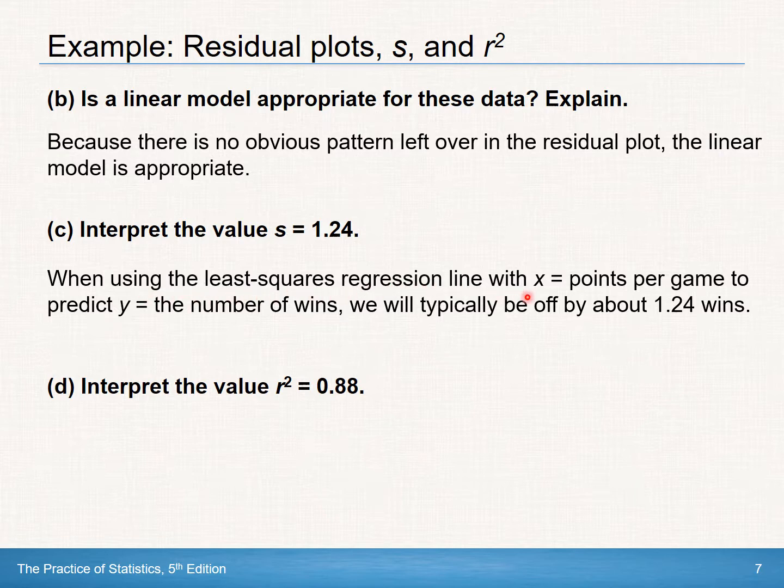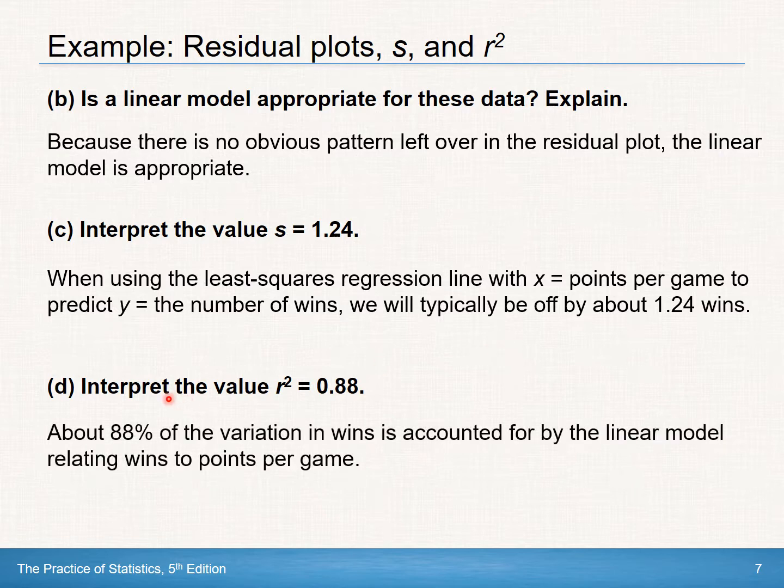So to interpret S, when using the least squares regression line with X equal to points per game to predict Y, the number of wins, we will typically be off by about 1.24 wins. This statement is what you're going to do for every problem when I ask you to interpret the value of S. So you're going to start with this and fill in your X here and your y here, and then this 1.24 is your S. So this statement is what you're going to write every time that I ask you to interpret S.